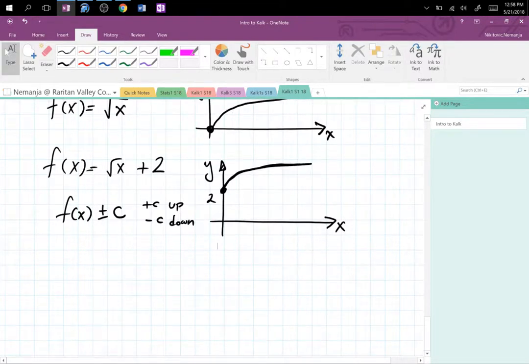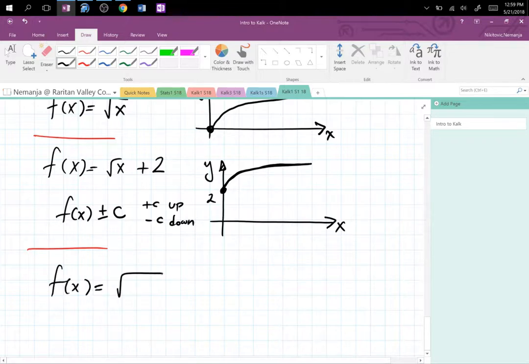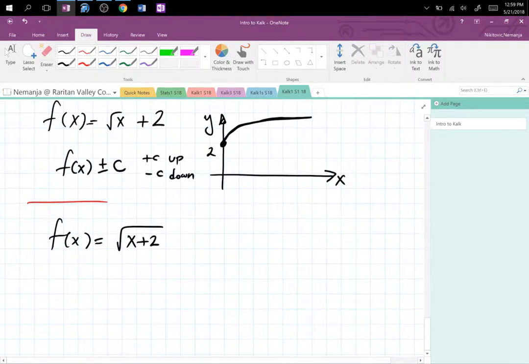The next type of transformation would be to shift left or right. So now if I have f of x equals the square root of x plus 2, with the 2 inside the square root, the modification is not on the entire function, the modification is on x itself.